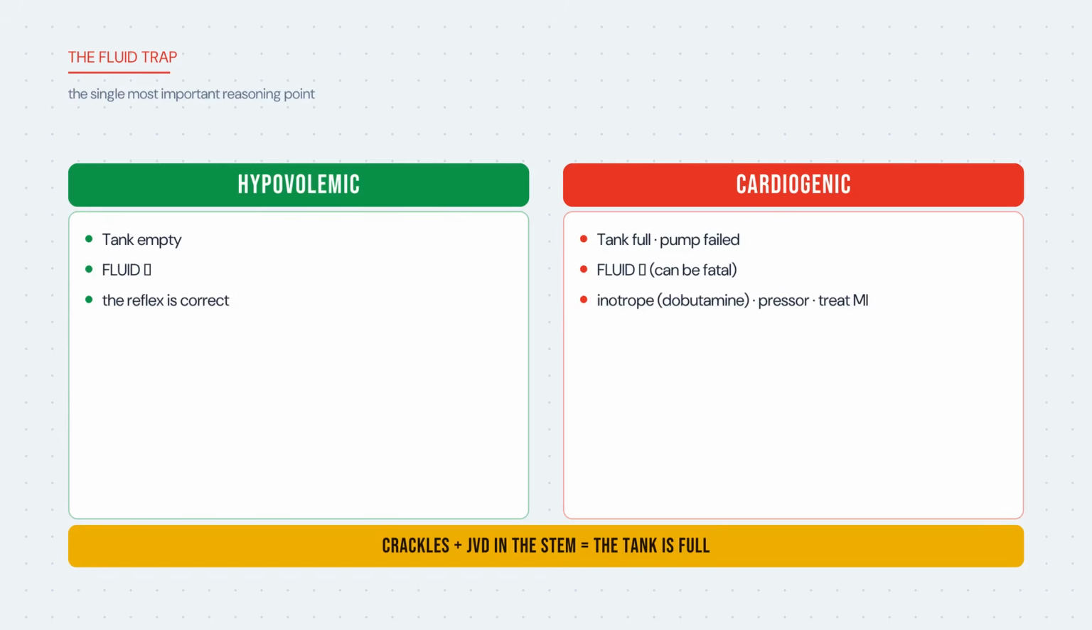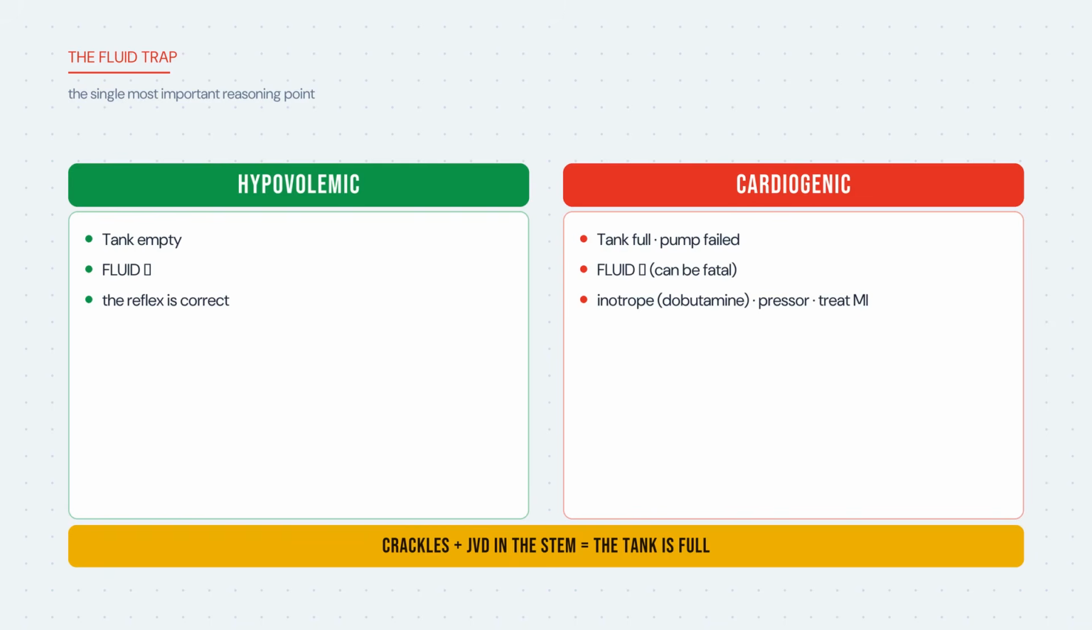And here is the single most important reasoning point in this chapter. A hypotensive patient triggers a reflex in almost every student. Give fluid. In hypovolemic shock, that reflex is correct, the tank is empty. In cardiogenic shock, it is the wrong answer and it can be a fatal one, the tank is already full. The pump cannot move what is in it. Add more volume and you push more fluid into lungs that are already wet.